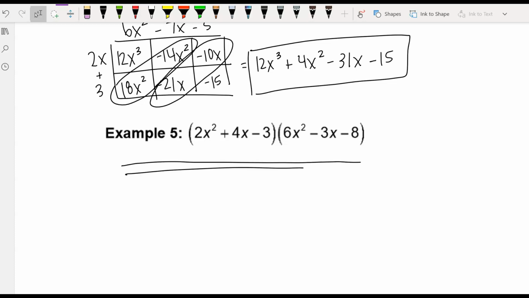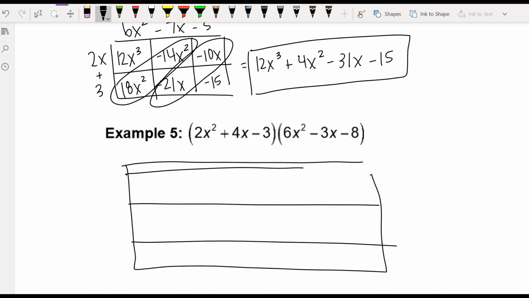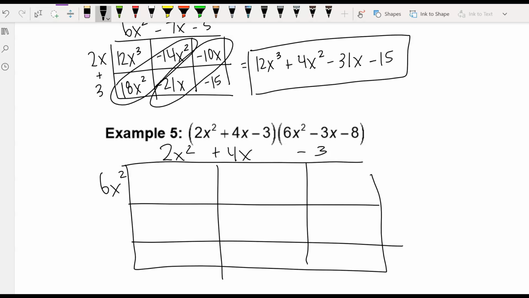Let's see, pen needs to work. Oh, there we go. So we have 2x squared plus 4x minus 3. See, the first one I put on top this time. So it just depends on when you start writing where you're going to put your numbers. All right, go ahead and pause and fill out the box, and then go ahead and combine like terms.